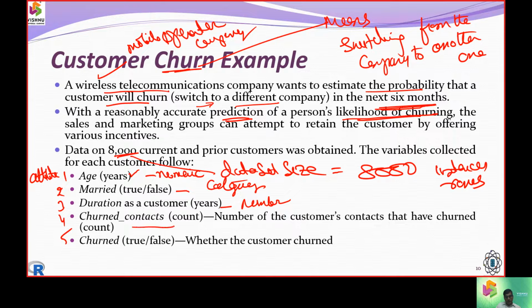And churned contacts count. So, the number of customer contacts who have churned. For example, earlier I had 5 friends with me, and now assume all my 5 friends left this company for another. Now, as my friends have left, is there a chance that this person also will move from the present operator to another operator? So you need to estimate it. You need to predict the probability.